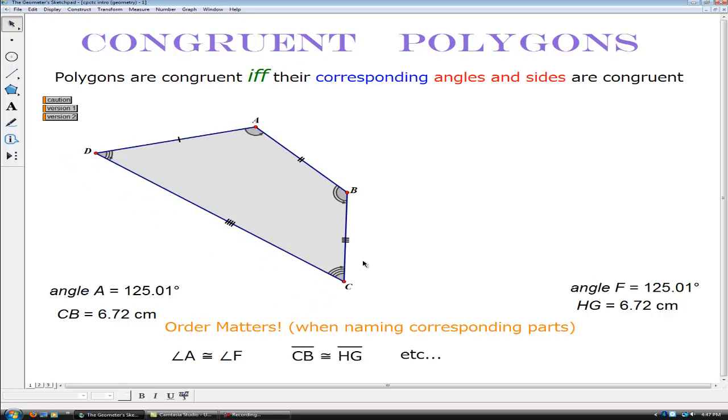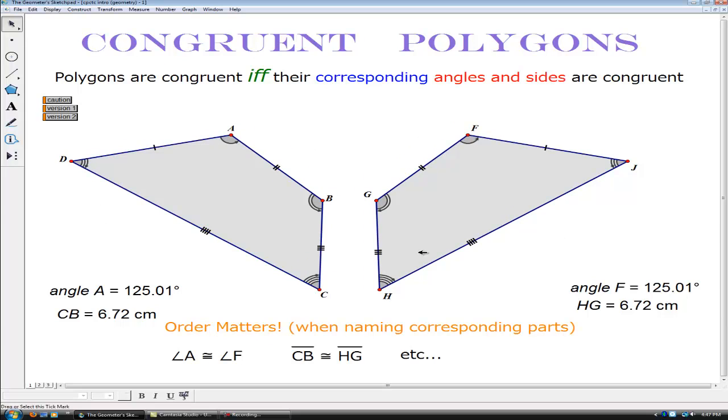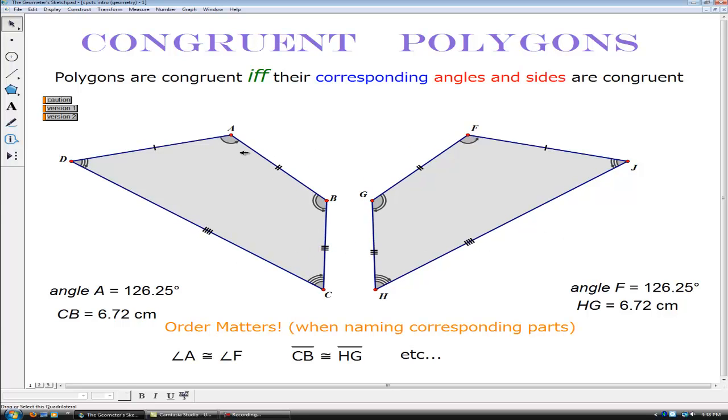Here is our given polygon. Notice all the markings and letters. Here is its match. This is a congruent polygon with the given polygon, and all of the corresponding sides have appropriate marks. Angle A is congruent to angle F. Side CB is congruent to side HG.